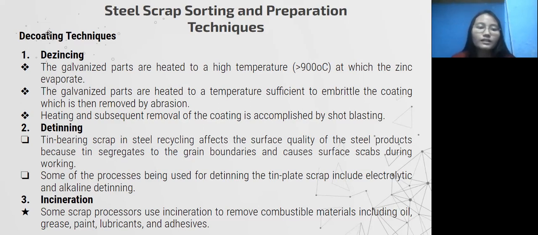And for detinning, tin in scrap steel recycling affects the surface quality of the steel product because tin segregates to the grain boundaries and causes surface cracks during working. Some of the processes being used for detinning the tin plate scrap include electrolytic and alkaline detinning. And the last is incineration. Some scrap processors use incineration to remove combustible materials, including oil, grease, paint, lubricants, and additives.